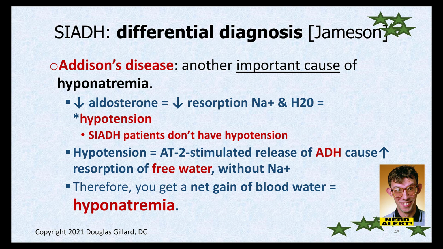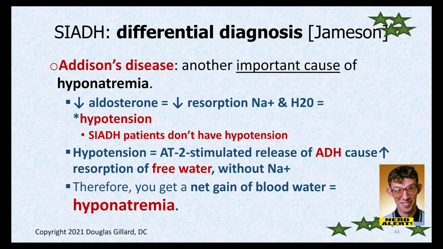A differential diagnosis. Now we need to talk about this. And oh no, there's the guy we saw back in embryology, right? You didn't like that little nerdy guy when he popped up, because we're going to get a little deep here. But Addison's disease is a differential diagnosis because that can also cause hyponatremia. How does it cause hyponatremia?